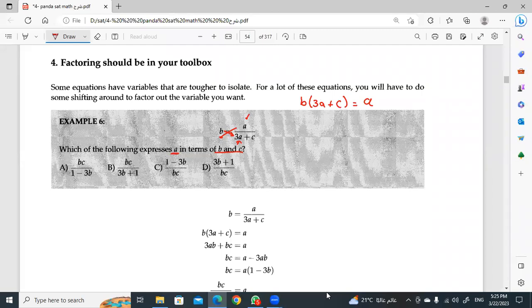First of all, I will get this inside by distribution. So it will be 3A multiplying by B plus B multiplying by C equals A. Clear? And then I will get the A on one side, so I will move the 3AB to the other side with the negative sign. So it will be BC equals A minus 3AB.